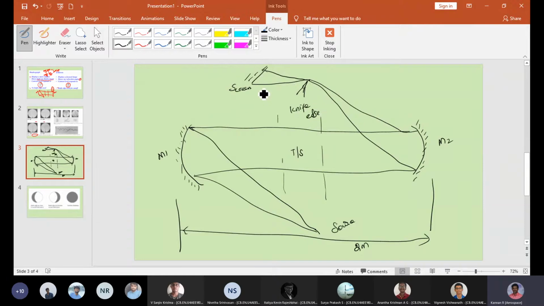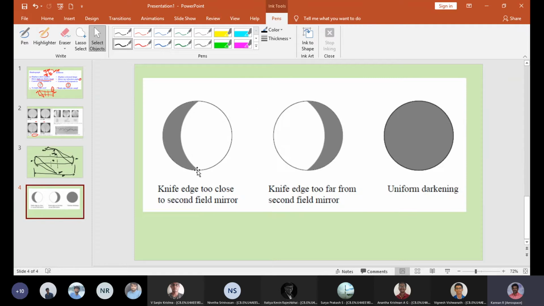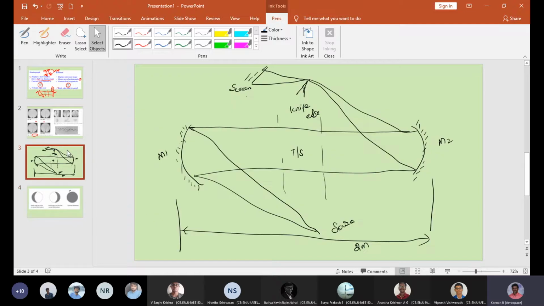If you vary the location of the knife edge from the screen and the mirror, because you need to have a uniform darkening, see that if your knife edge is too close to the second mirror, you are going to get dark and white regions like that. But at an appropriate location, you are going to have a proper darkening. These are very, very important while setting up your systems. Proper imaging is controlled by them. Tomorrow you can set it up by yourself. Any questions, sir?